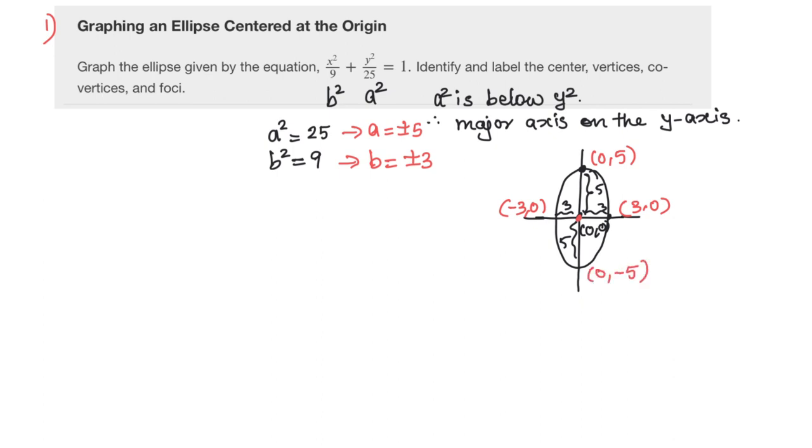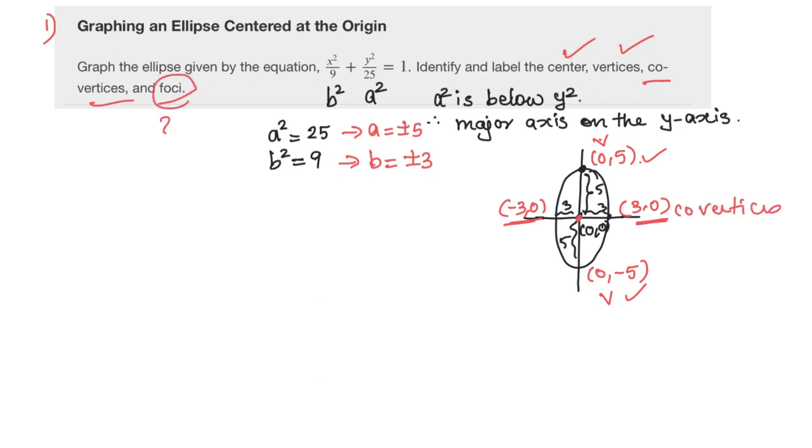So I was able to identify the center. I know that is at 0, 0. I identify the vertices. These two are the vertices. Whatever on the major axis, that is the vertex or vertices, because we have two of them. And co-vertices means that is the end point of the minor axis. So those are the co-vertices.